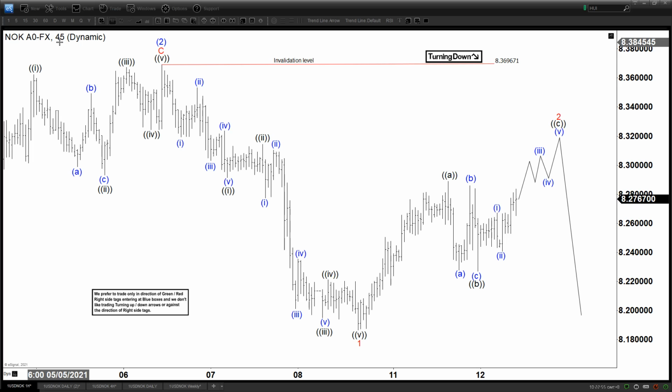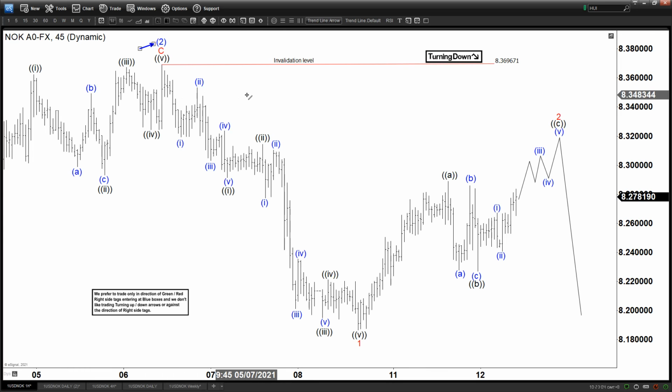And today we are going to be looking at the chart of the Norwegian krone. This is a 45 minutes chart. Now based on this short-term chart here, we can see we ended wave 2 in the intermediate degree right here, and then the pair continues to go down.